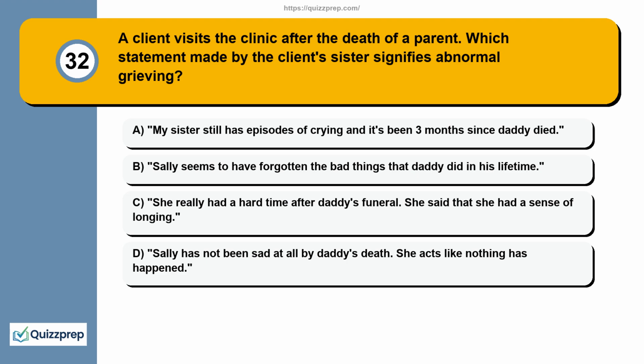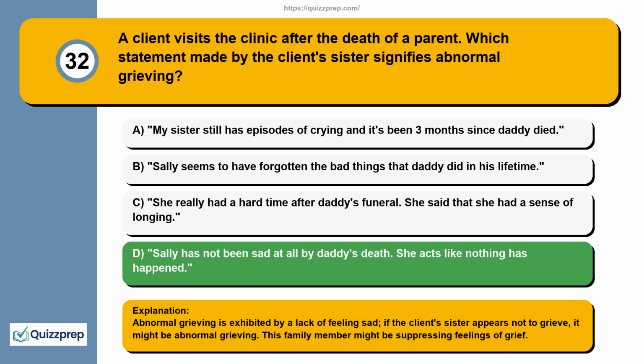Question 32. A client visits the clinic after the death of a parent. Which statement made by the client's sister signifies abnormal grieving? My sister still has episodes of crying and it's been 3 months since Daddy died. Sally seems to have forgotten the bad things that Daddy did in his lifetime. She really had a hard time after Daddy's funeral. She said that she had a sense of longing. Sally has not been sad at all by Daddy's death. She acts like nothing has happened. Abnormal grieving is exhibited by a lack of feeling sad. If the client's sister appears not to grieve, it might be abnormal grieving. This family member might be suppressing feelings of grief.